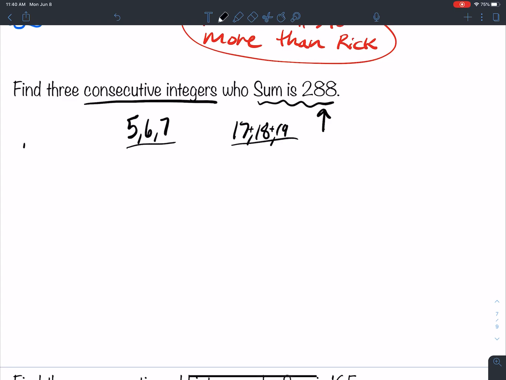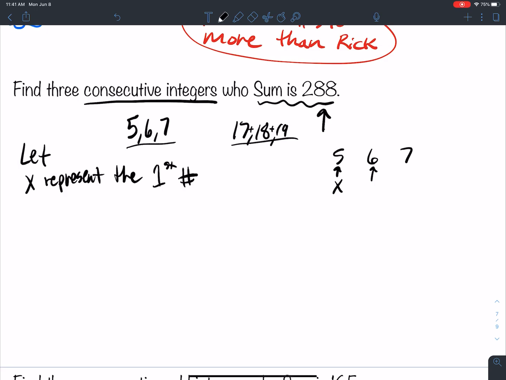So I'm going to let X represent the first number. Okay? So say if it was like 5, 6, 7, right? If X represented the first number, how would we represent the second number in terms of X? It would be X plus 1, right? 5 plus 1 gets me 6. And how would you represent the last number? You'd say X plus 2. So if X is 5, then 5 plus 2 gets you 7, right?